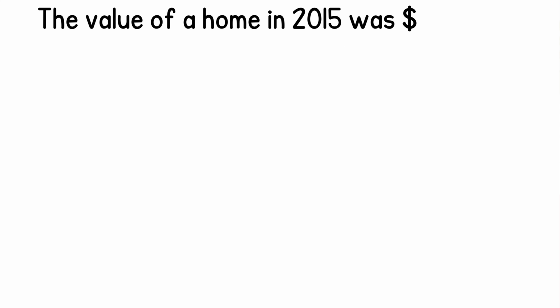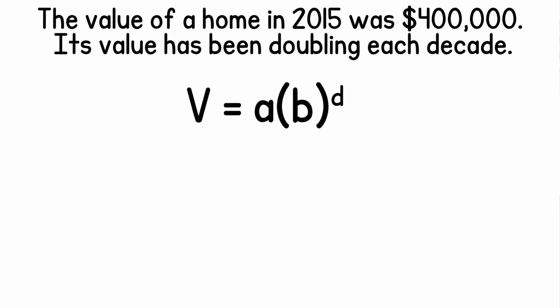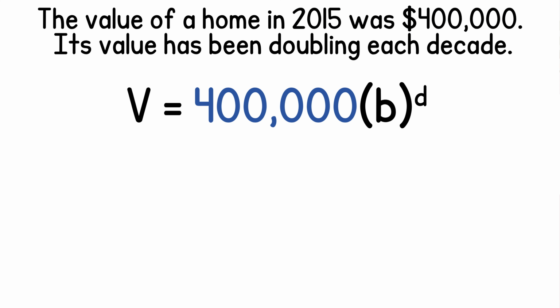Let's look at another one. The value of a home in 2015 was $400,000. Its value has been doubling each decade. So we're going to use this exponential function where v represents the value of the home and d represents the number of decades. We know that the home value in 2015 was $400,000. So we'll replace a with 400,000. We also know that the value has been doubling each decade. So we'll replace b with 2.